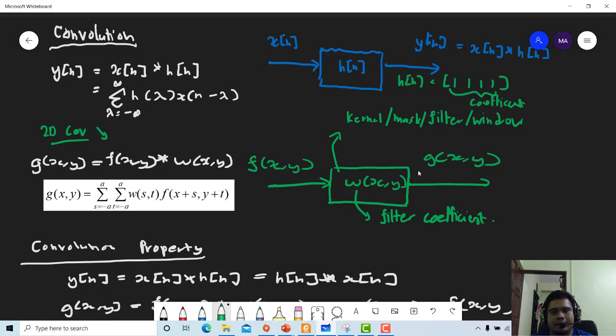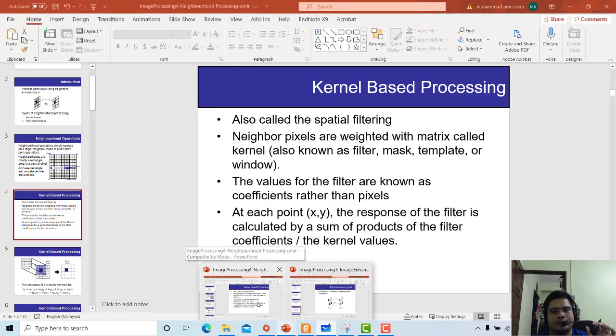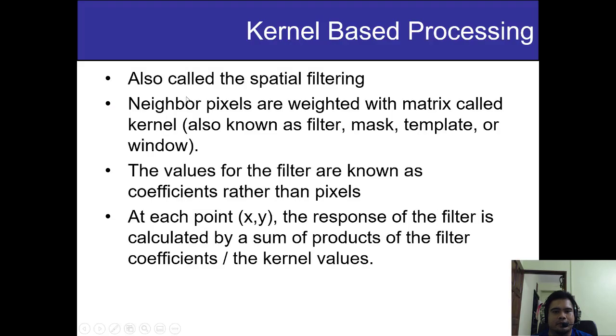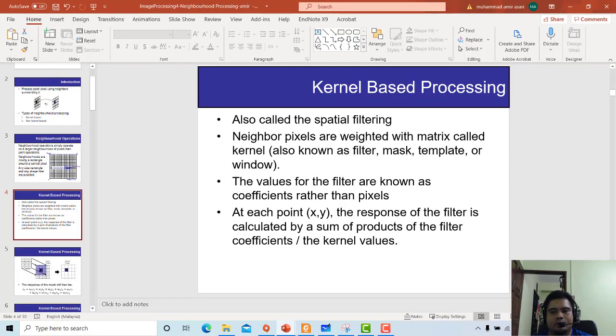So now let's go back to this slide, because everything I talked about before is actually summarized or explained by these points. The first point says that for kernel based processing, the neighbor pixels are combined with a matrix called a kernel. When it mentions kernel here, it is also known as a filter, mask, template, or window. This point is referring to your W there.